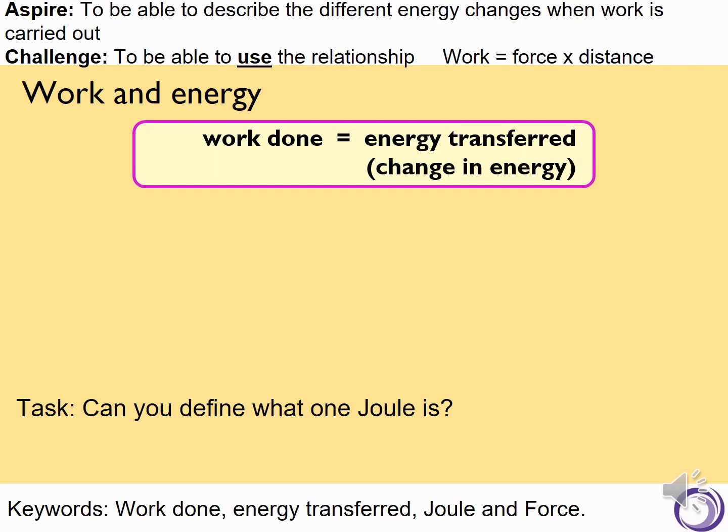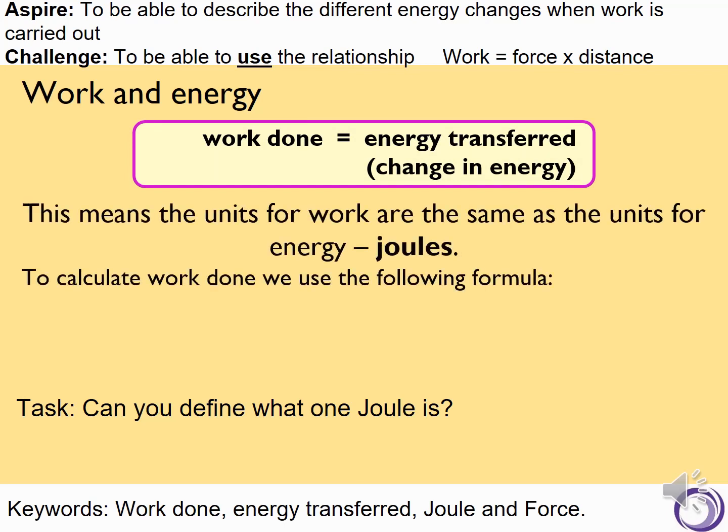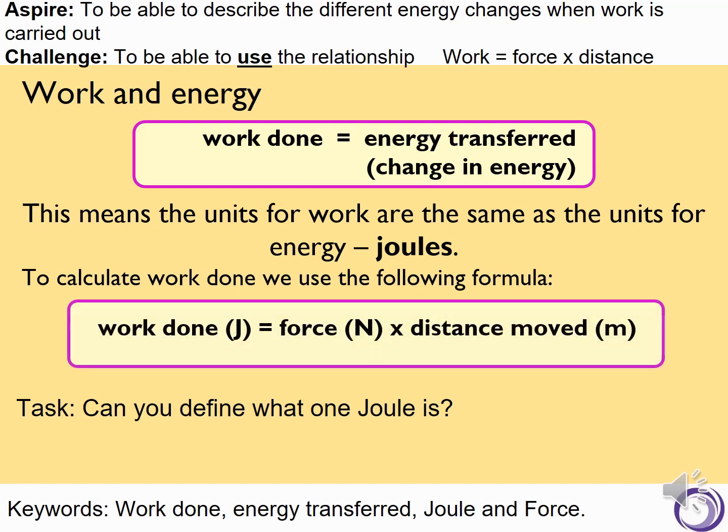If it's the same, work done is also measured in the same unit, which is the point that's being made here. To calculate work done, we use the following formula. Work done in joules equals force in Newtons times distance moved in meters. And there's going to be an opportunity to write that down in a second.